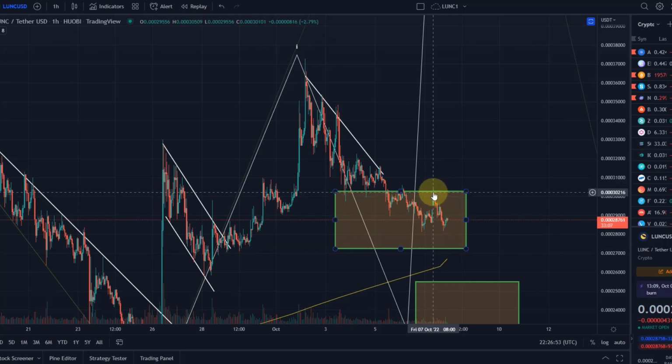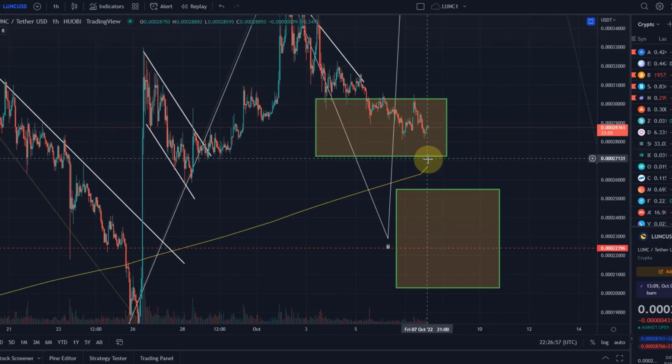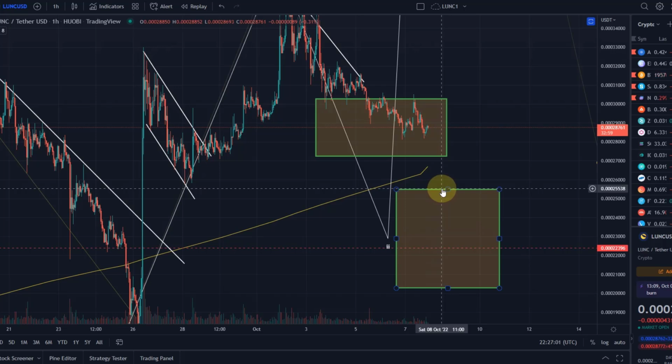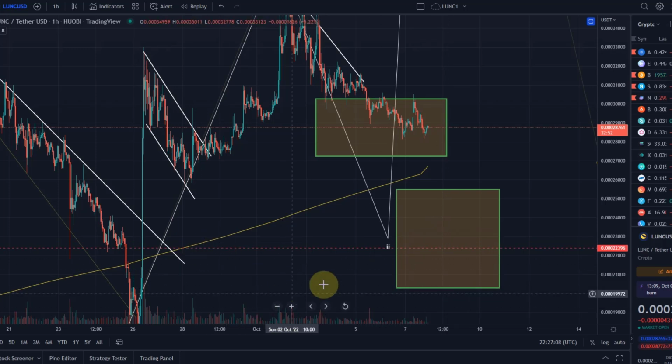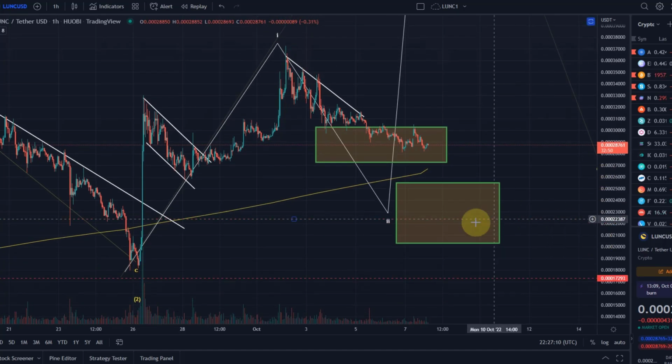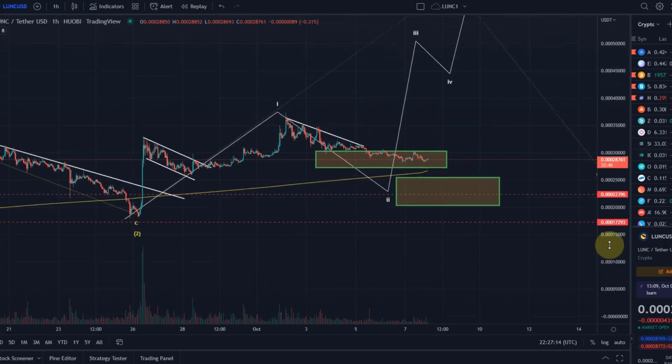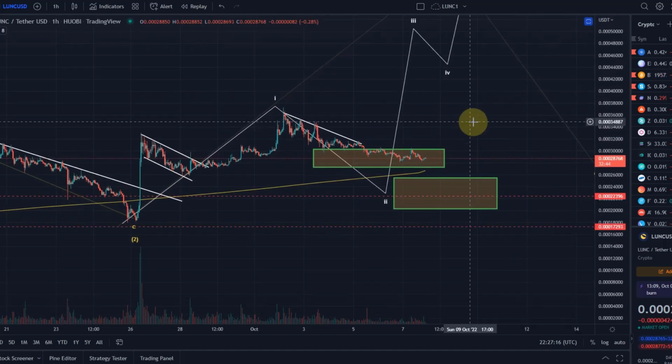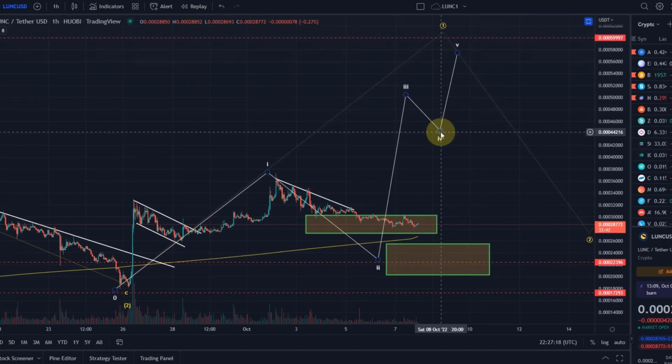0.000272 and 0.000302, or if we lose this level, then between these levels 0.000255 and 0.000335. So this depends, and depending on in which area we get, we can be fairly certain then in which wave count we are as well.